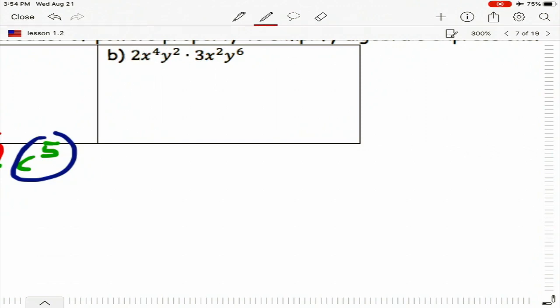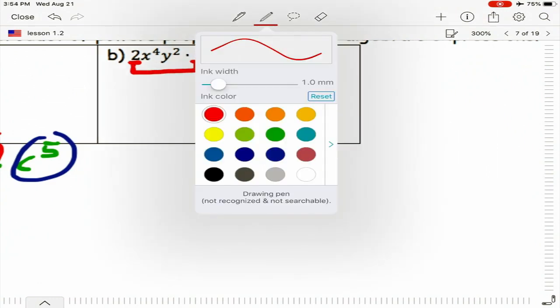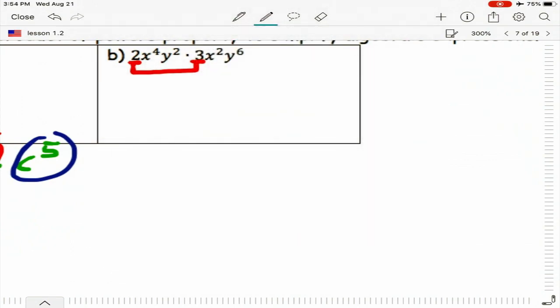So the first thing is, I'm doing the 2 times the 3. They're both called coefficient numbers. That means that they're big numbers. Now you can't do the shortcut here because 2 and 3 are different bases. So because you can't do the shortcut, just solve it. What is 2 times 3? 2 times 3 is 6.